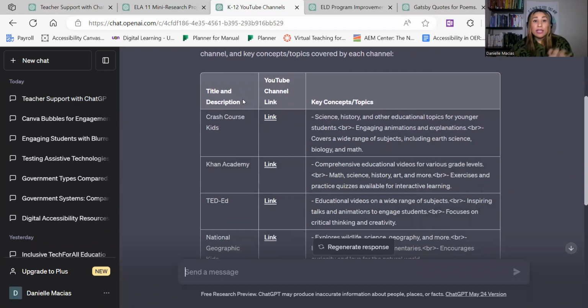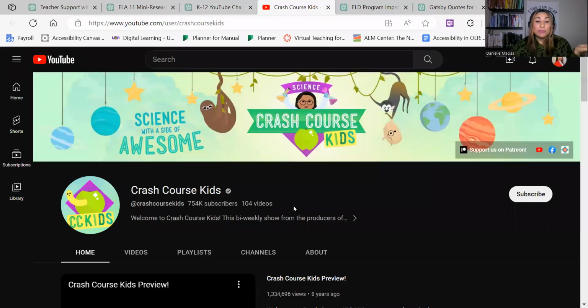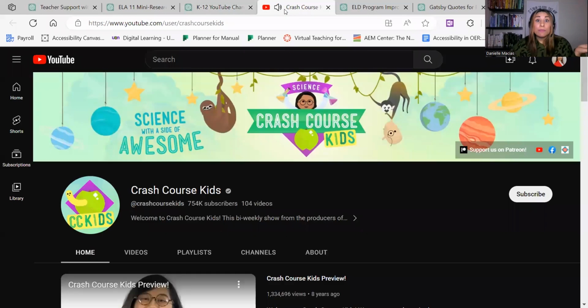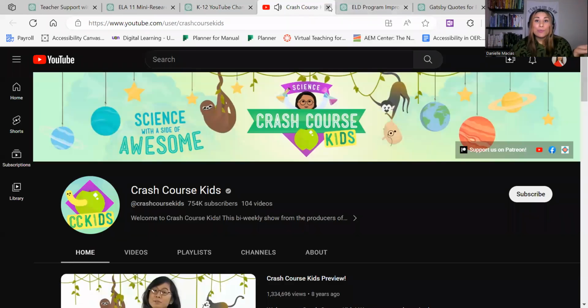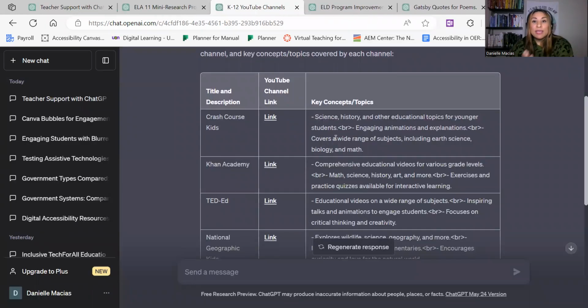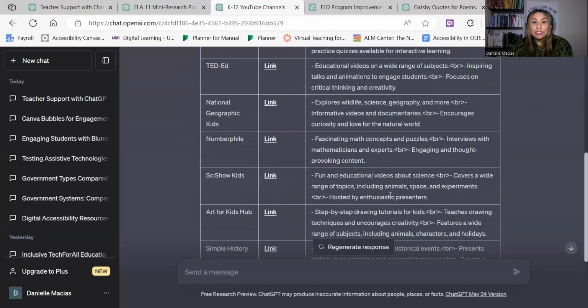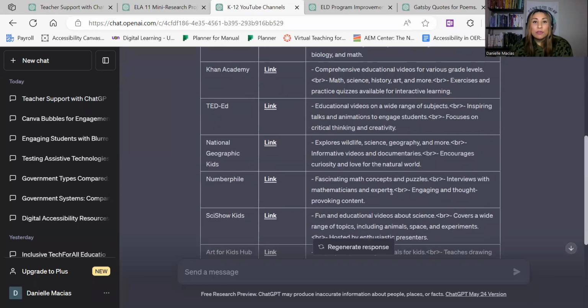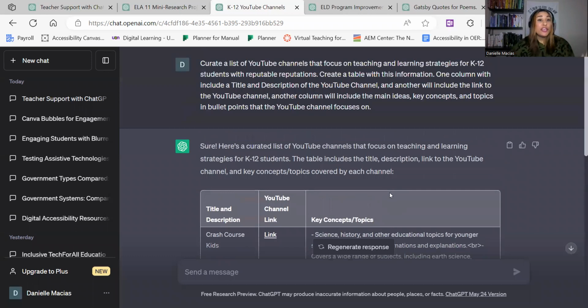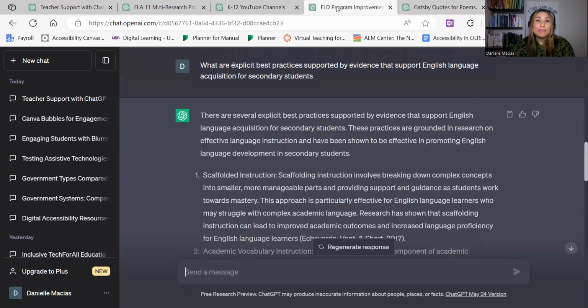Like, here's a chart. It did make the columns like I wanted it to. And these are all links. If I click on it, it should take me to that YouTube channel. And here it is. So it also gave me a description of all of that, which is really neat. So there's one way that you can use it to curate resources that you need.